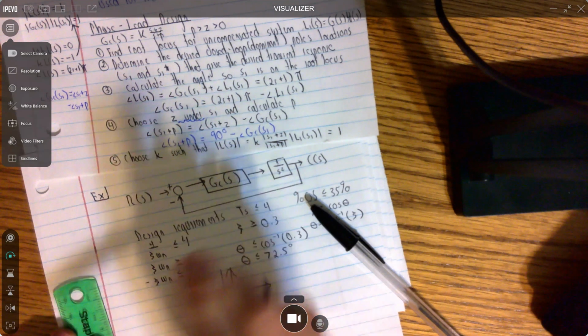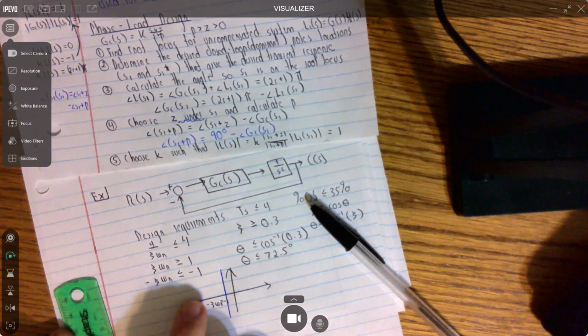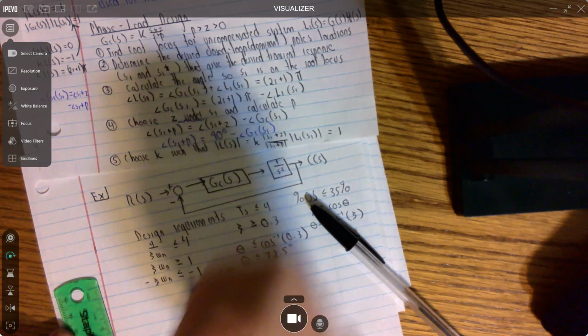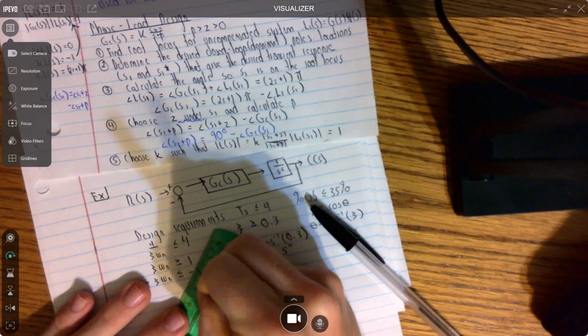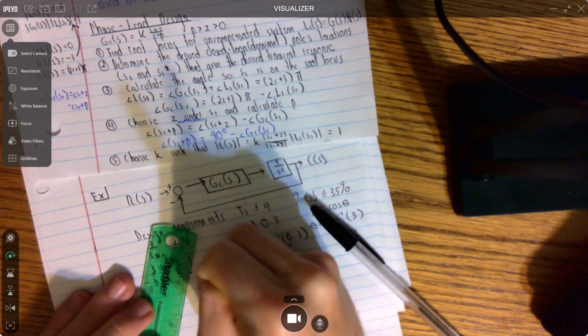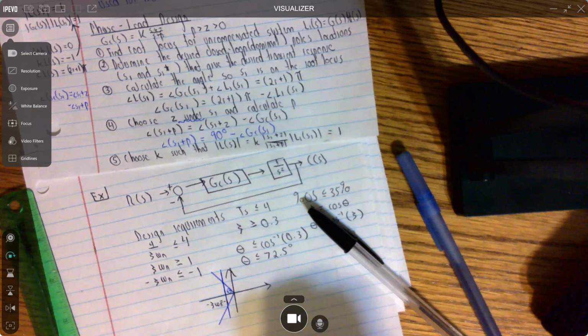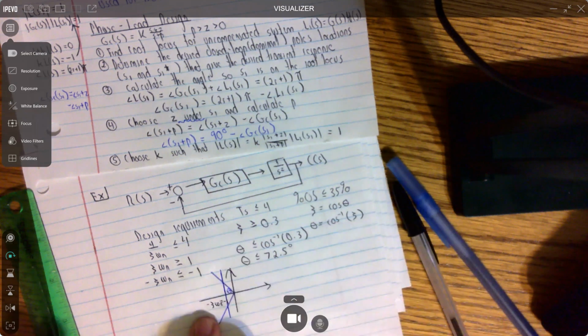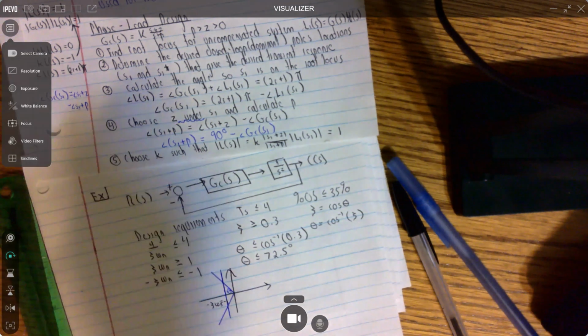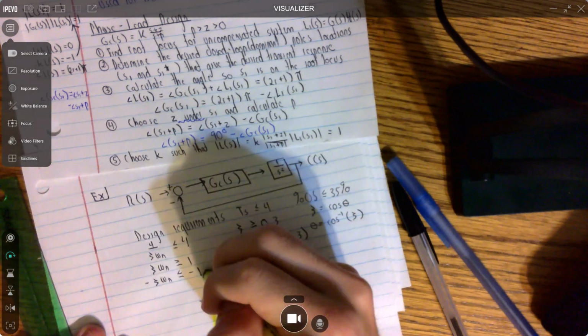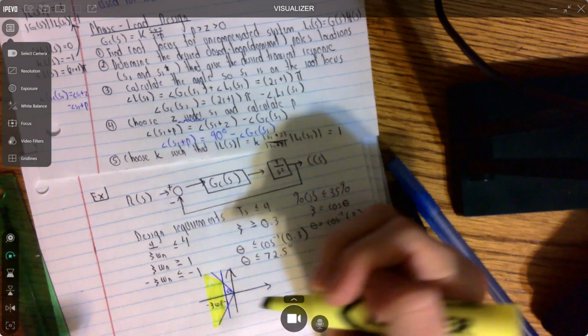So it has to be less than, so it's going to be everything over to the left-hand side, and your angle is less than or equal to 72.5. So here. And this is your angle. Okay, so in order to meet both those design requirements, you have to be to the left of -1 and you have to be under 72.5. So that region where both conditions are met are the following. So that's what we're going to see.